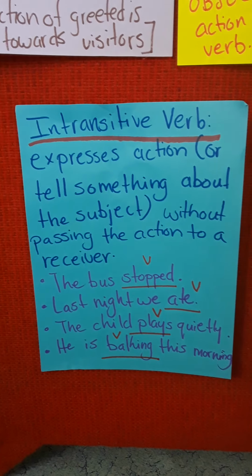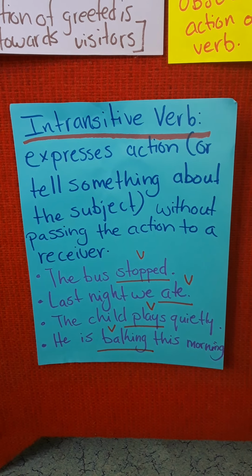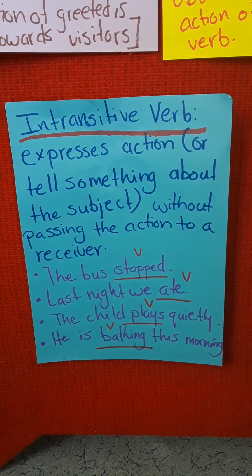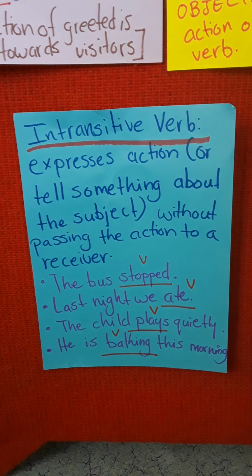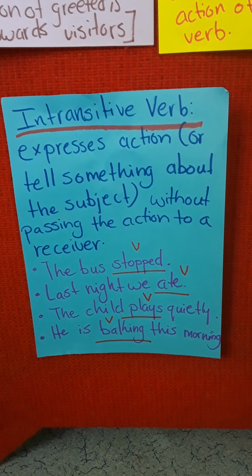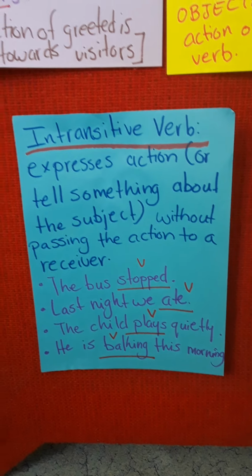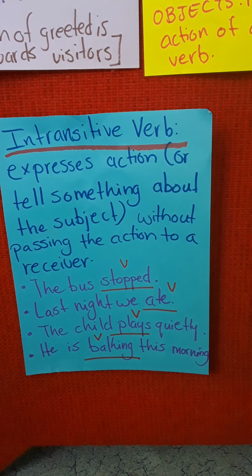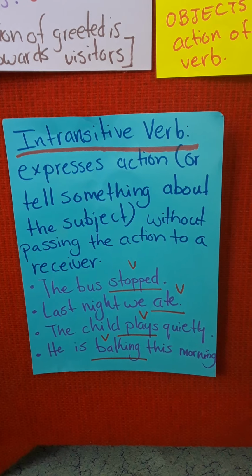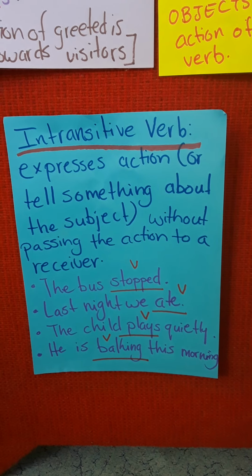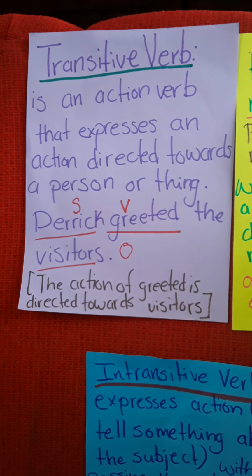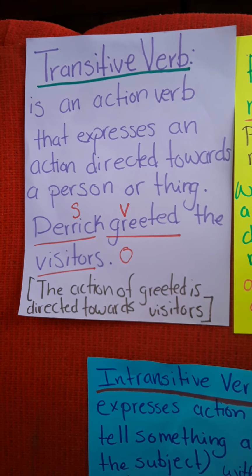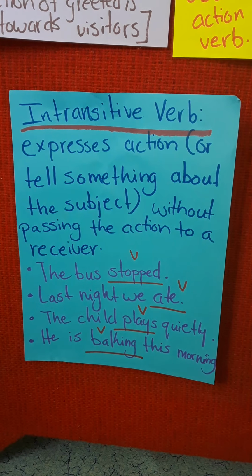And so let's go. An intransitive verb expresses an action or tells us something about the subject without passing the action to a receiver. So that is the definition. So the intransitive verb in a way just gives you more information about that subject. And a sentence with an intransitive verb does not contain an object, unlike the transitive verb. This needs to have an object to pass the action to. But this one doesn't need it.